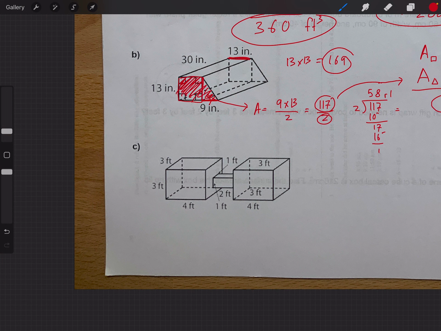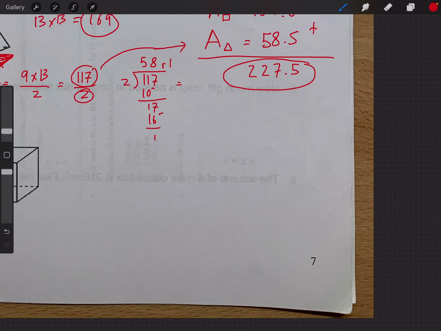So the volume is the cross-section area multiplied by how long we're stacking it in this direction. And we're stacking it 30 inches. So we're going to multiply this number, 227.5, by 30.